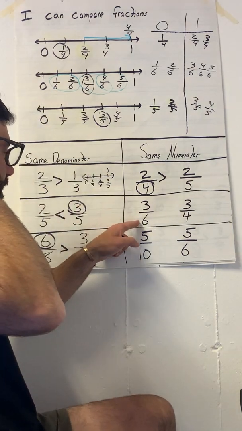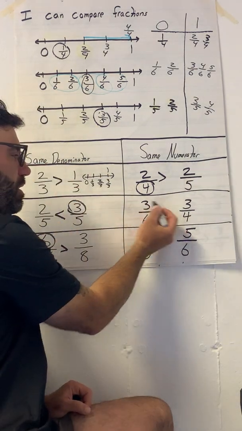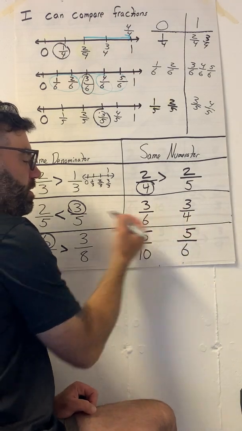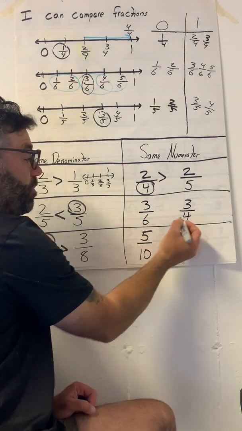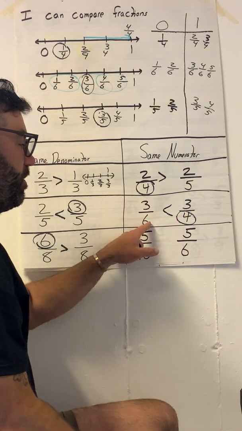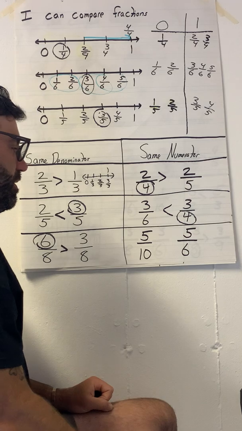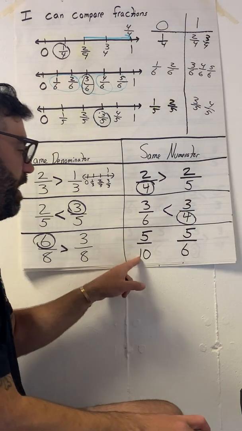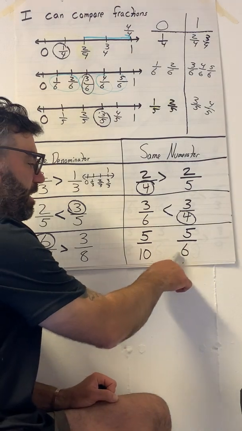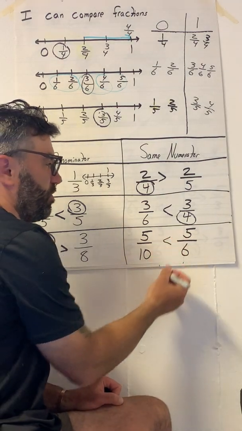So I have 3/6 and 3/4, both the same number on top. But what's bigger, sixths or fourths? Fourths, of course, right? The bigger the denominator, the smaller the pieces. Okay. If I have 5/10 or 5/6, they're both 5. Sixths are bigger than tenths, right?